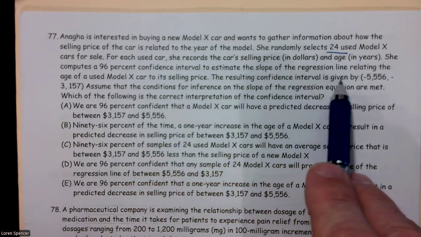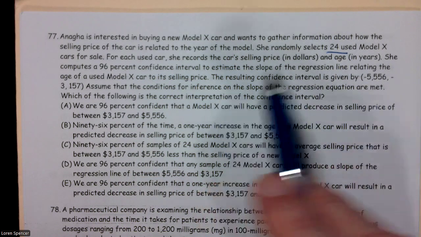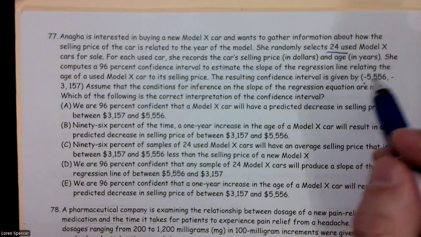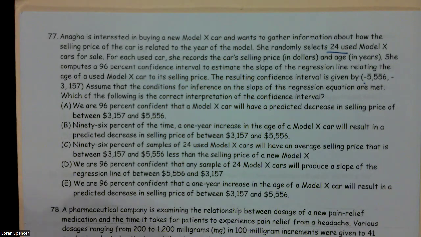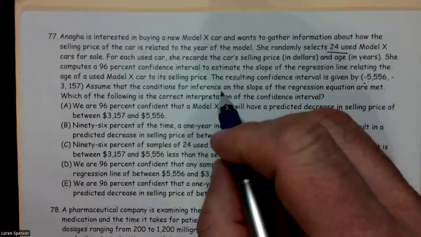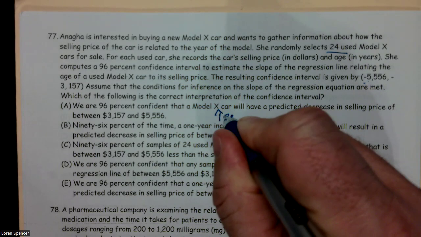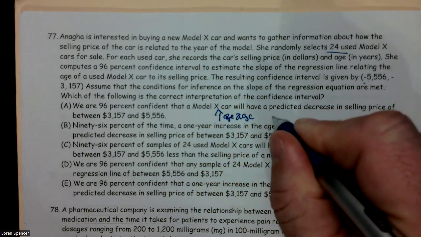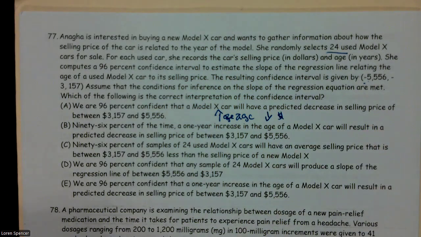The resulting confidence interval is given as negative 5,556 to negative 3,157. This should all be on one line, but both of those are negative values. Assume the conditions for inference on the slope of the regression line are met. Which of the following is the correct interpretation of the confidence interval? So what we have here is negative. So basically, as age went up, price went down. All right, so that's what we're looking at.